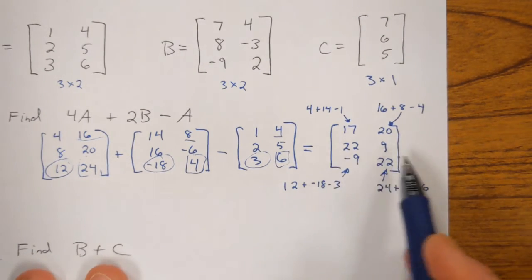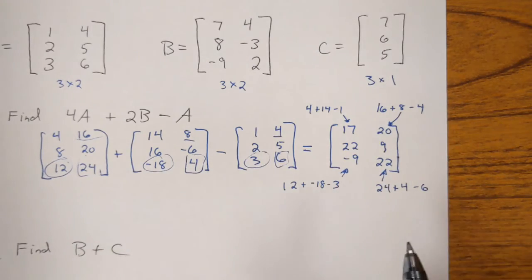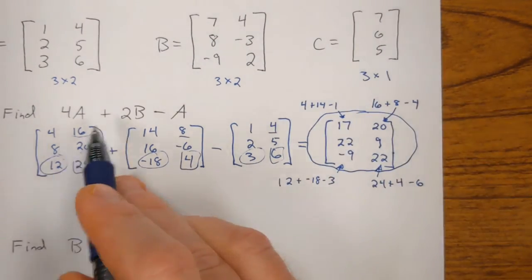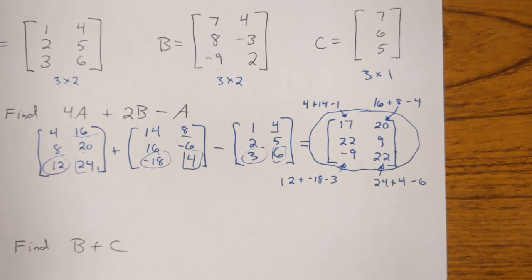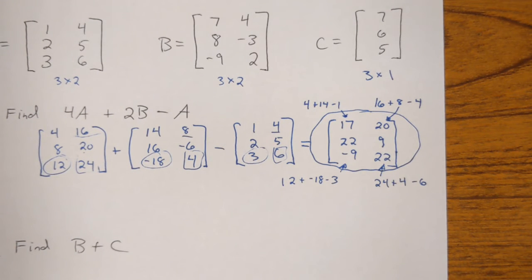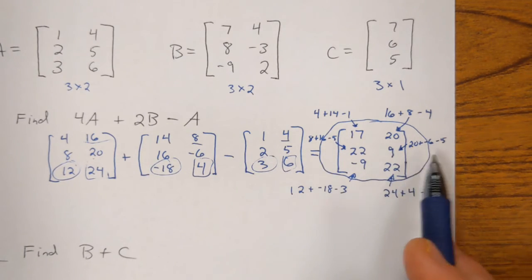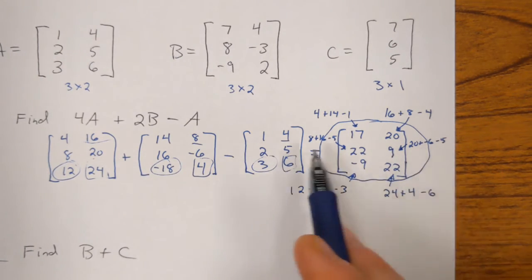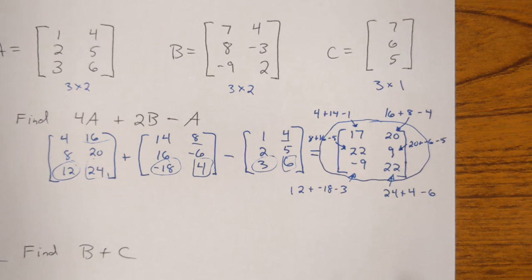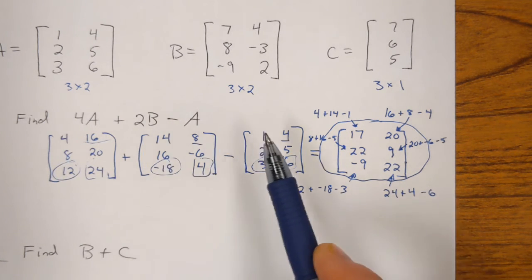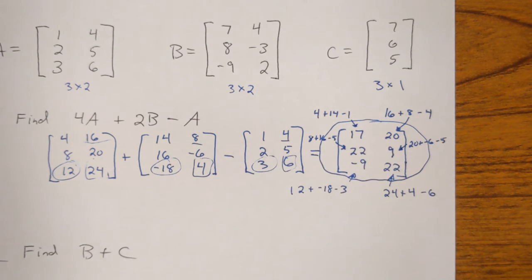Okay, I know I didn't show my steps in the middle, but that's the general idea of how you find this. This is my answer. This is the answer to 4A plus 2B minus A. And there I wrote in the steps for the middle row too, because I didn't want them to feel left out. All right, so this is how we add and subtract matrices. You just add or subtract what's called the corresponding elements from each matrix to get the new element.